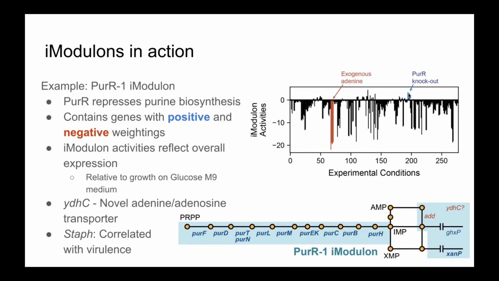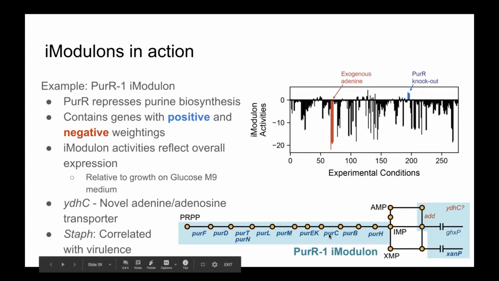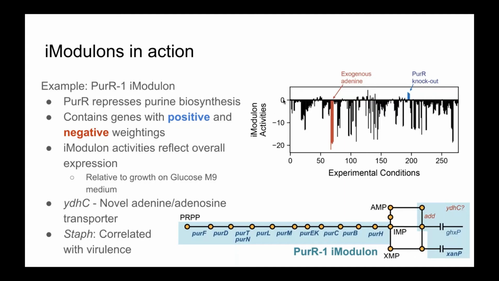On the other hand, if you knock out PurR, then that increases purine biosynthesis because it's no longer being repressed by PurR. And again, this is all in comparison with 0, which is our growth on glucose minimal media. So based off of this information, we were actually able to characterize YdhC as a novel adenosine or adenine transporter using a few biochemical studies. So this shows how iModulons can be used to get new information on such a highly characterized organism like E. coli MG1655. In addition, we found a similar iModulon in a staph data set. And this iModulon's activity was highly correlated with a virulence factor.